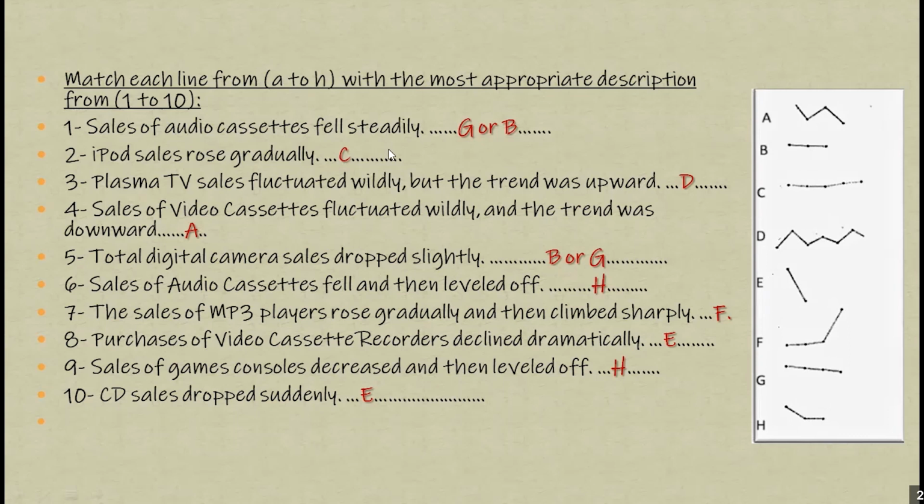iPod sales rose gradually. So this one, that's a gradual rise. Don't choose this one because this one is a fluctuation. It's going up and down. But this one is a gradual rise. Plasma TV sales fluctuated wildly, but the trend was upward. So it's supposed to be D. That's a fluctuation, as we said, and the trend is upward. Look at the first point. It's below the last point.